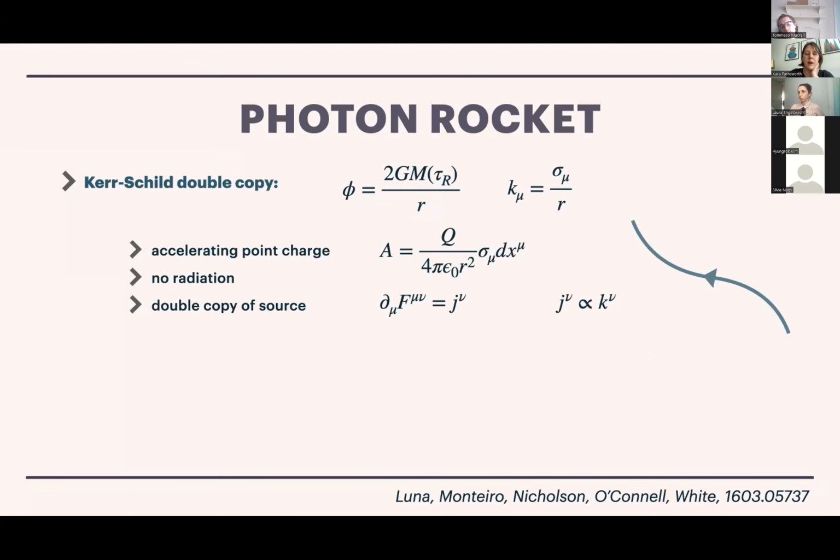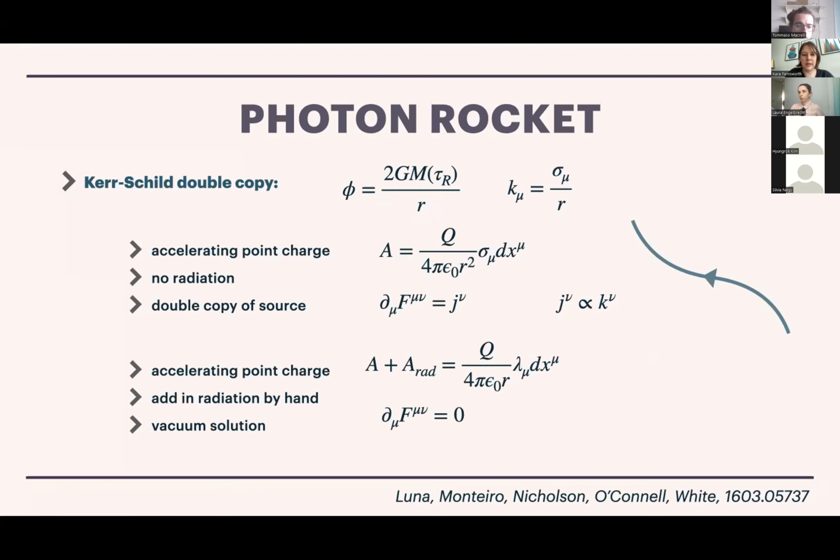So there's some double copy of the source that happens in this case. And in this paper, when they looked at this solution, they added in the radiation field for this particle by hand in order to get a vacuum solution for Maxwell's equations. And then this gauge field is exactly the Liénard-Wiechert potential, which is the potential of an accelerating point charge with radiation. And now it's a vacuum solution. But they did have to massage this a little bit to get what was expected on the gauge theory side.